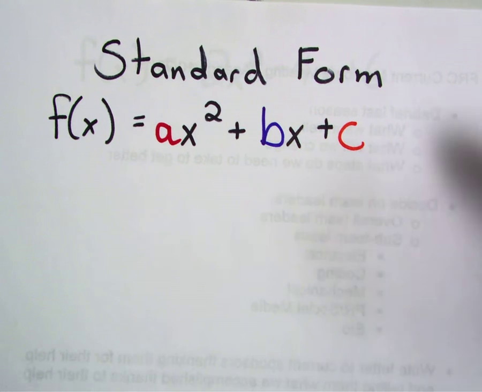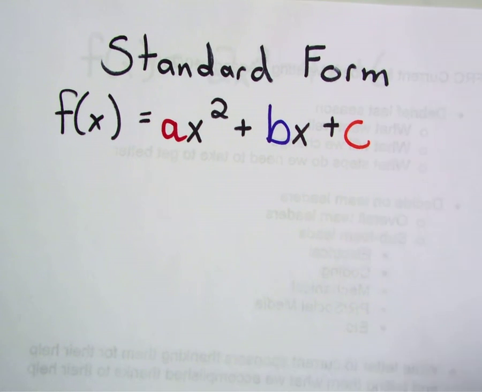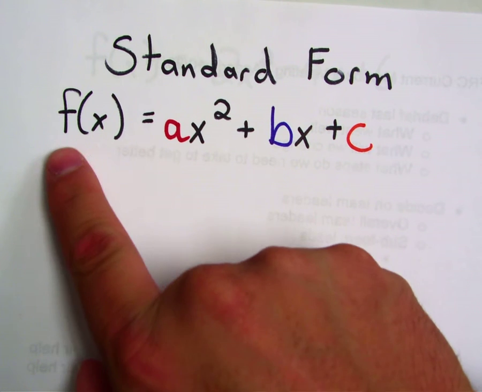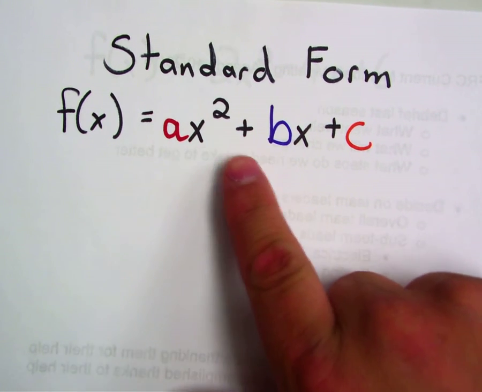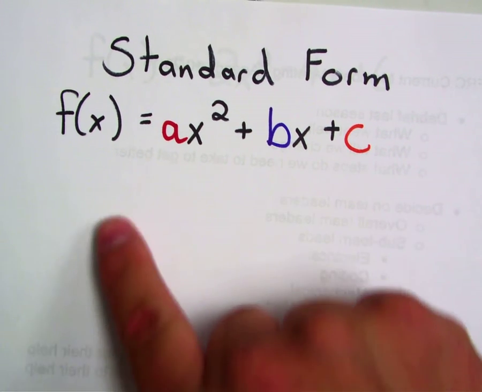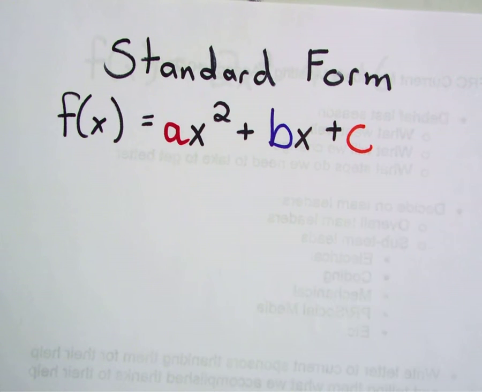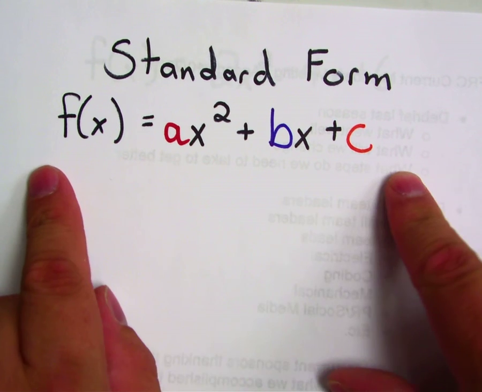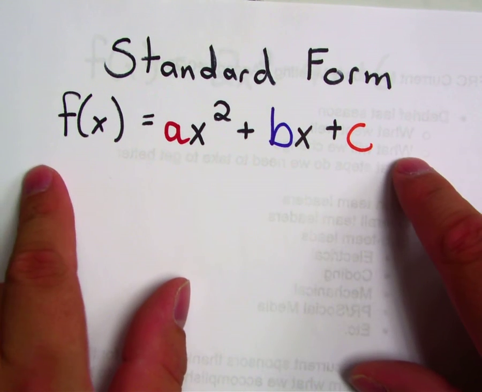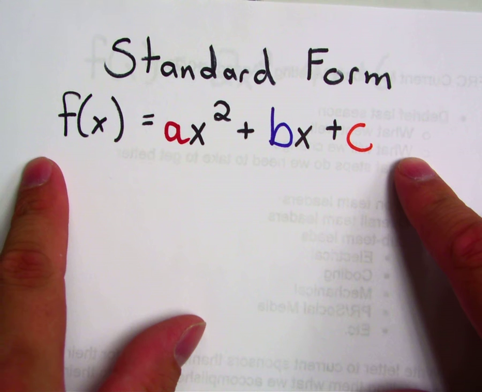Now we're going to take a look at standard form of a quadratic function. Standard form is going to be in the form f of x equals ax squared plus bx plus c. Now these numbers aren't as intuitively meaningful as the constants in the vertex form of a quadratic, but in standard form we can also tell a lot of information, and this is the way you're usually going to see a quadratic.